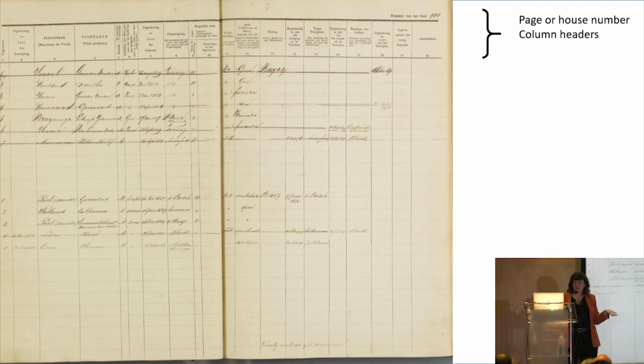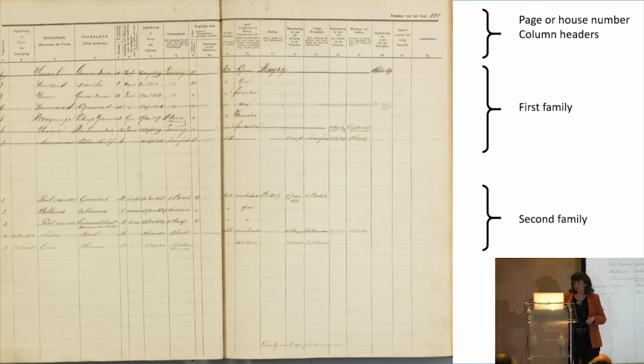And you see the column headers, which include when and where they came from and when and where they went. So you can use these to then go to the other town where they moved to and find them there and trace them all through their lives until they died or emigrated.